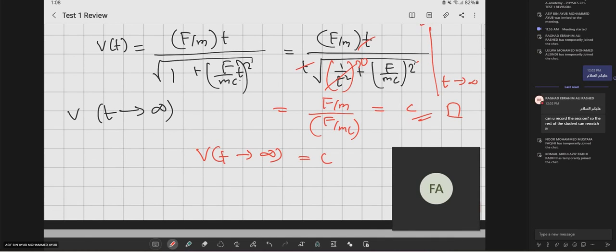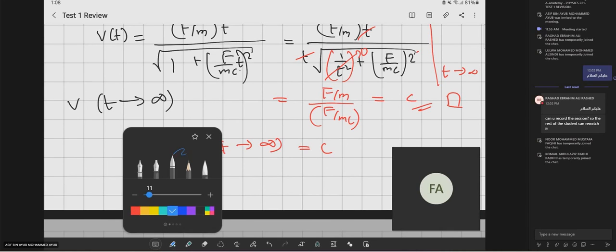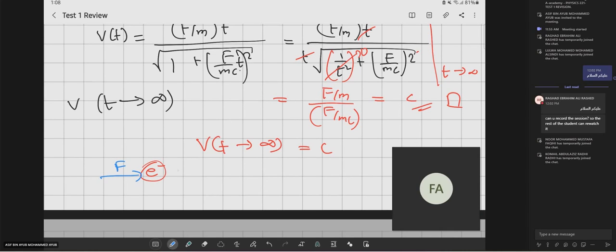So what this is telling us is that if you give an electron a constant force, f, it will eventually reach the speed of light. But this is not really physical. As you have taken in modern physics, nothing with mass not equal to 0 can ever reach the speed of light, because the energy required will be infinity, which is impossible.